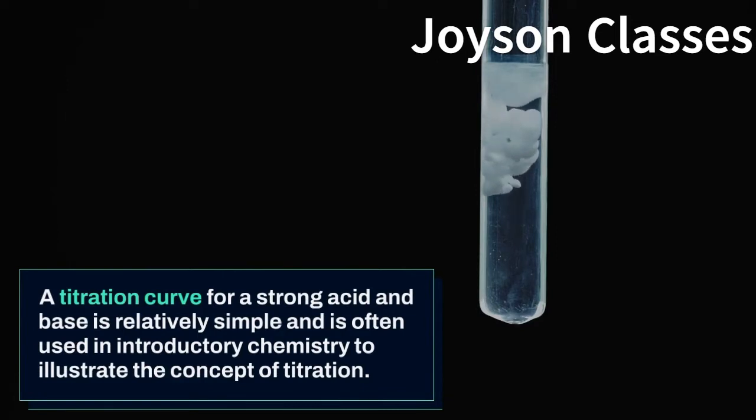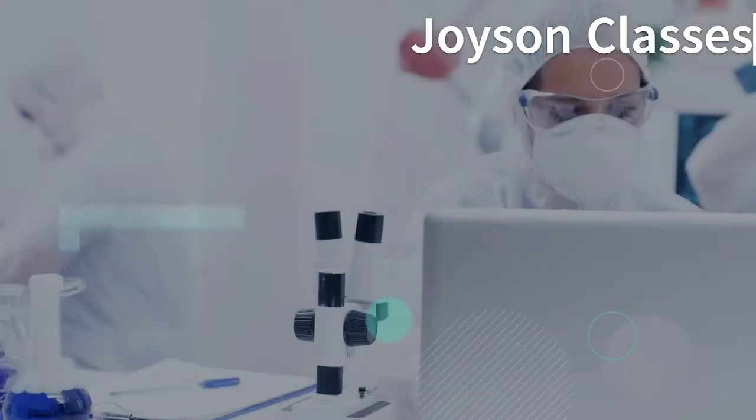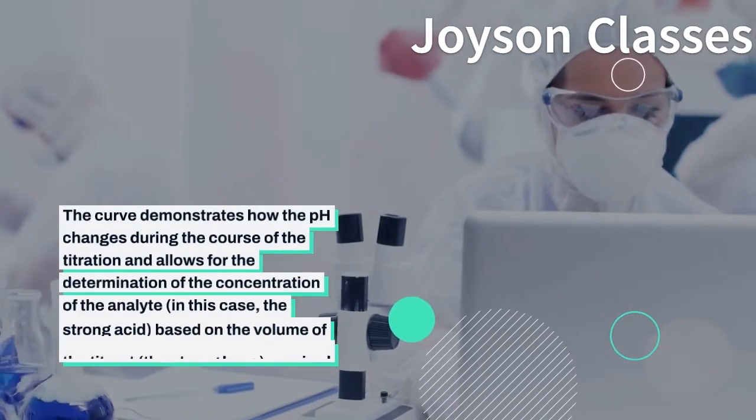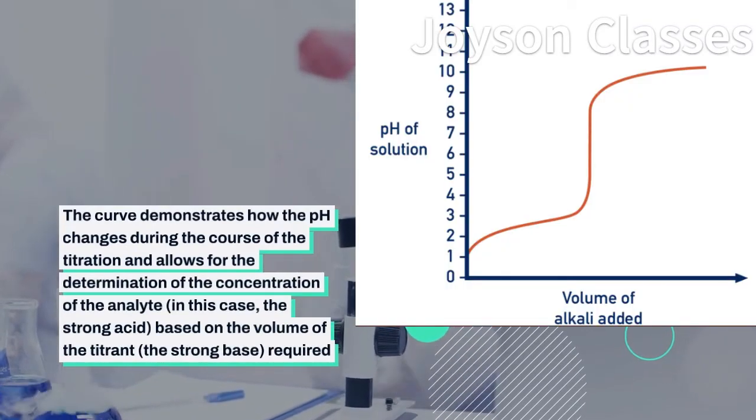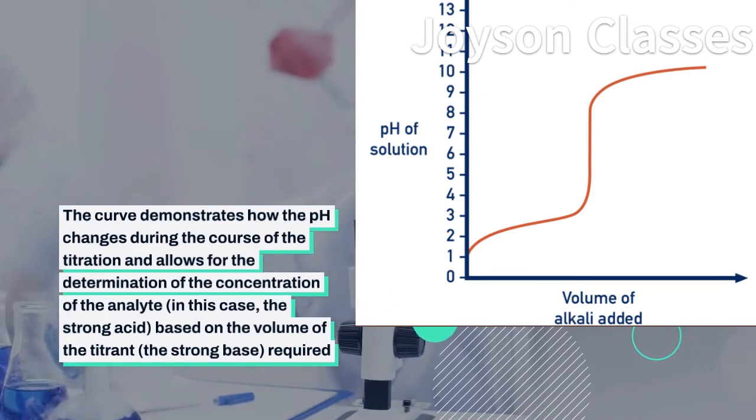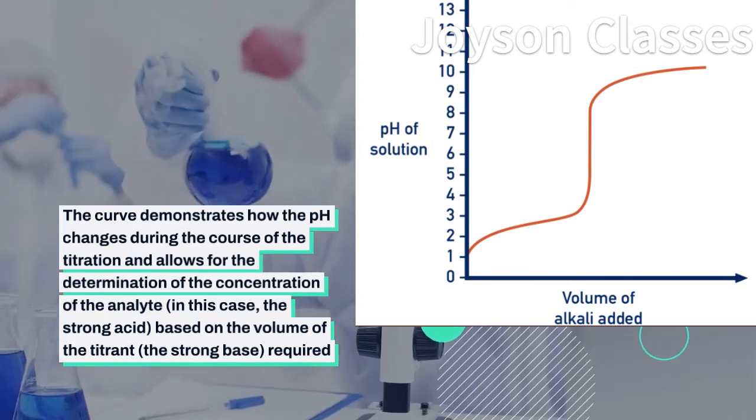A titration curve for a strong acid and base is relatively simple and is often used in introductory chemistry to illustrate the concept of titration. The curve demonstrates how the pH changes during the course of the titration and allows for the determination of the concentration of the analyte, in this case, the strong acid, based on the volume of the titrant, the strong base, required to reach the equivalence point.